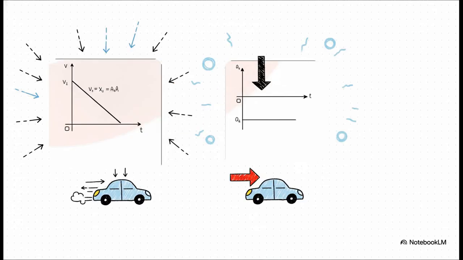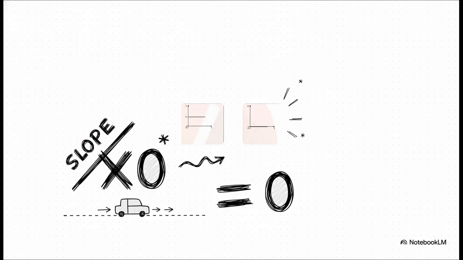Now let's look at the complete opposite. On the left, you can see the velocity is decreasing steadily, which creates a negative slope. And what does that give us? A constant negative acceleration, which you can see on the right. This is just steady deceleration or slowing down. And what if the velocity graph is totally flat? Well, a flat line has a slope of 0. So the acceleration must also be 0. This just means the object isn't speeding up or slowing down at all. It's just cruising along at a constant velocity.